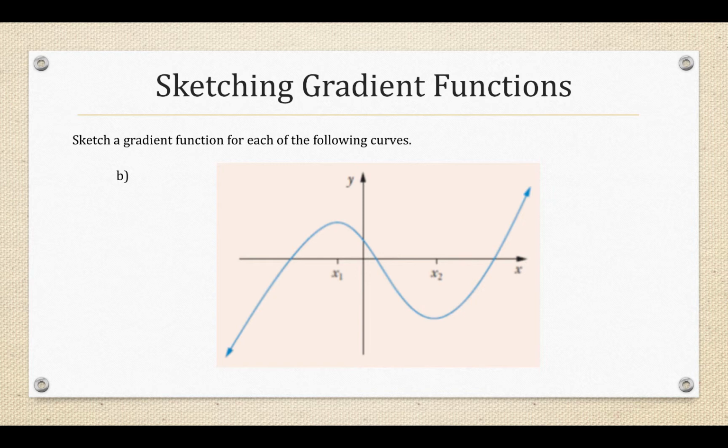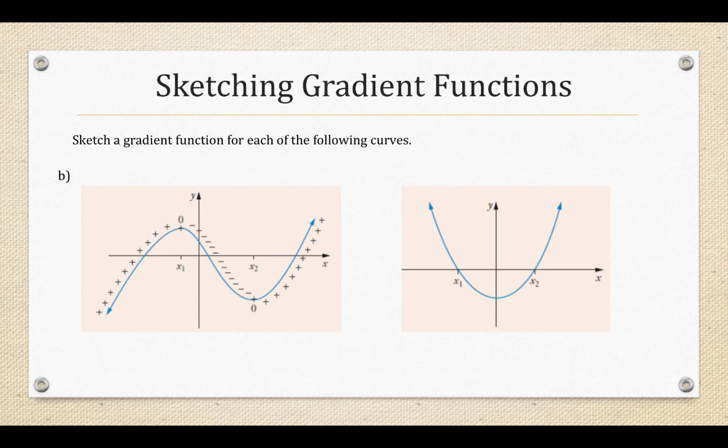Now if we have a look at question B, we can see that we have our turning points at x1 and x2. We have a positive gradient in the values less than x1, a negative gradient between x1 and x2, and a positive gradient above x2.